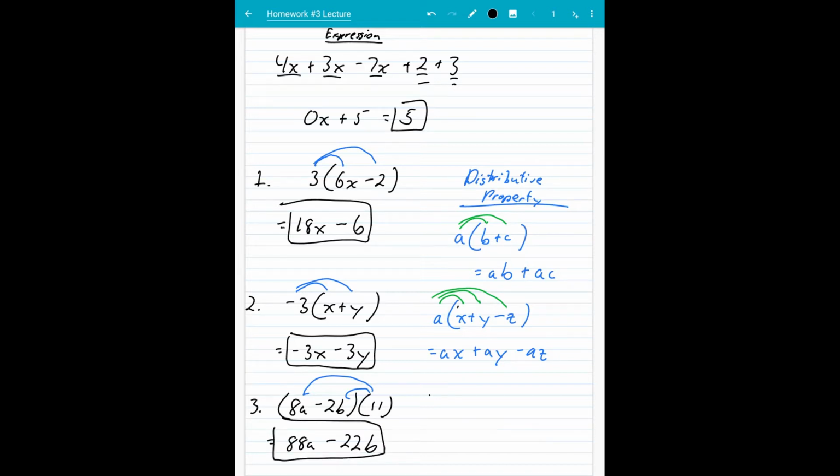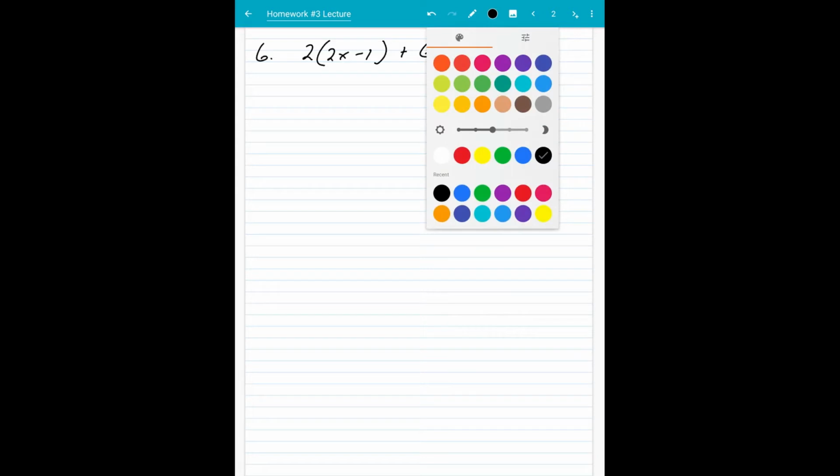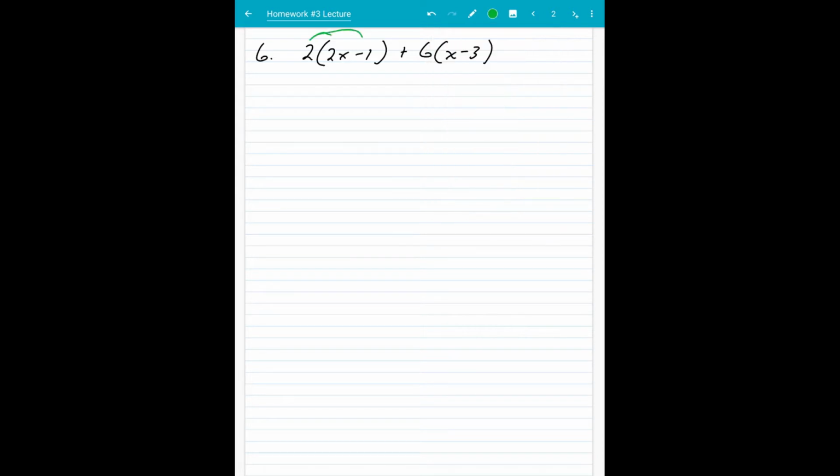So you can do this with simplifying certain expressions. You get a couple of them that are a bit more difficult in the homework. And I'll show you one more from the homework that involves multiple steps, which would be number 6. It wants us to simplify this expression. To simplify this, we have 2 sets of distributive property. We distribute the 2 to both of these, and then the 6 to both of those. We're going to have to perform it twice.